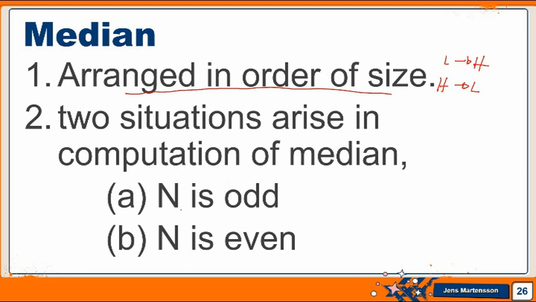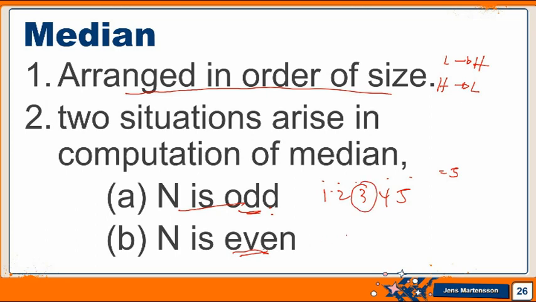So, kapag in-arrange natin siya, meron tayong two situation. Una, n or the total number of score is odd, tsaka kapag even. So, kapag odd, halimbawa, meron tayong 1, 2, 3, 4, 5. We have odd, ibig sabihin, yung total number of score is meron tayong 5 lang. Madali nating makukuha si median na 3.